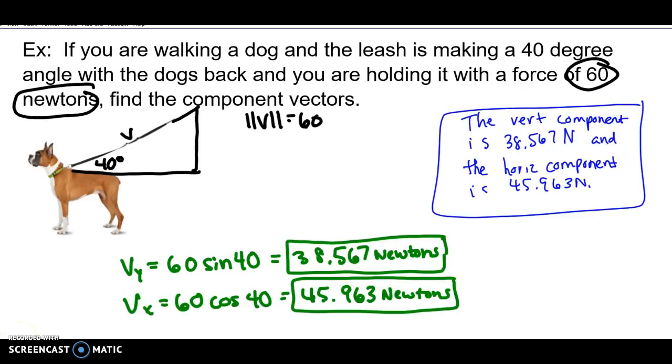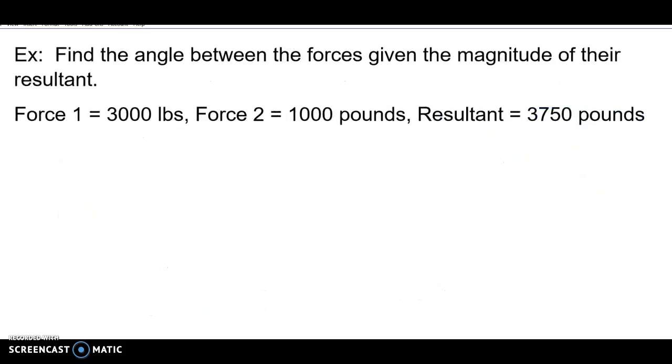So let's take a look here. Pretty simple. I already had it solved for the variable that I was looking for here. But the vertical component is 38.567 newtons and the horizontal component was 45.963 newtons. Okay. All right. So next example here.